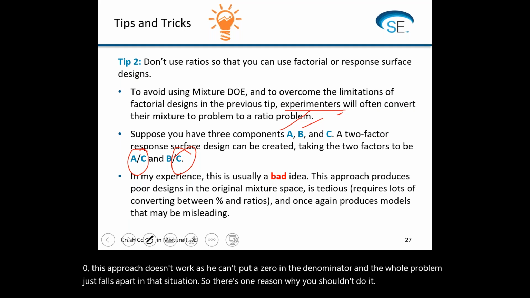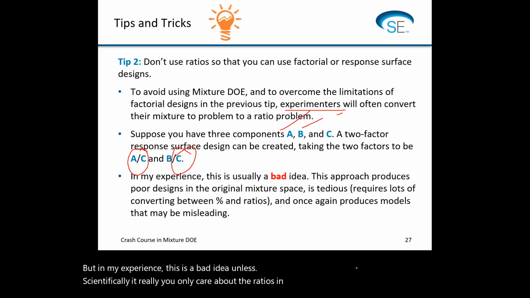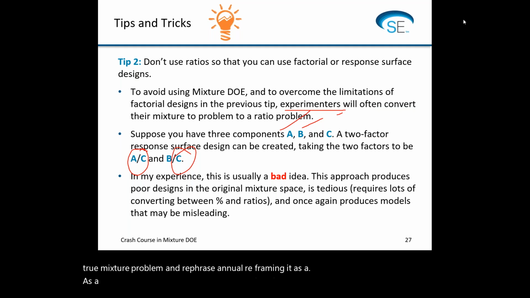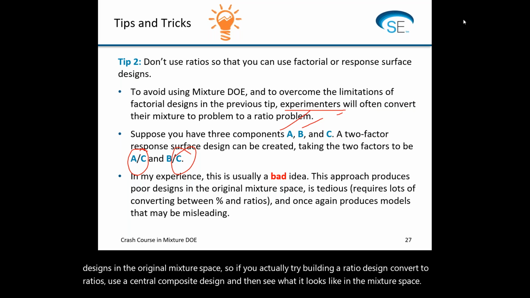In my experience, this is a bad idea unless scientifically you only care about the ratios. In that situation, you have to let the subject matter knowledge guide what you're going to be doing. But I'm talking about starting with a true mixture problem and reframing it as a ratio problem. I don't like it for the following reasons. This approach produces poor designs in the original mixture space. If you convert to ratios, use a central composite design, and then see what it looks like in the mixture space, it's going to be very poor.